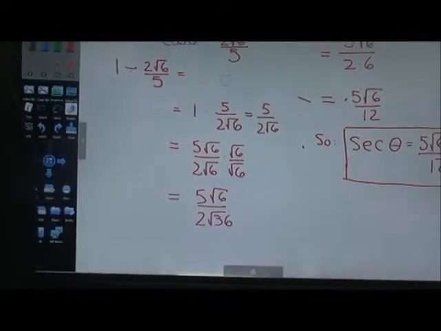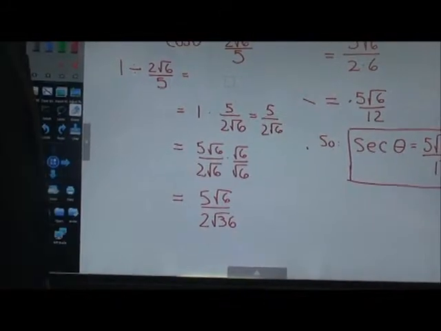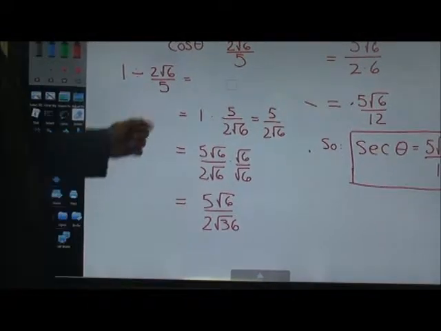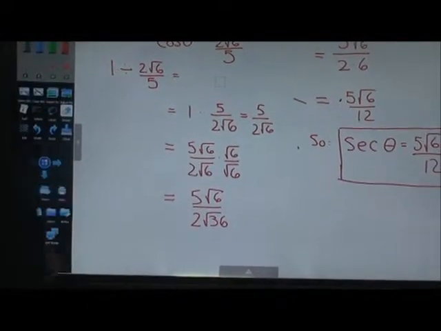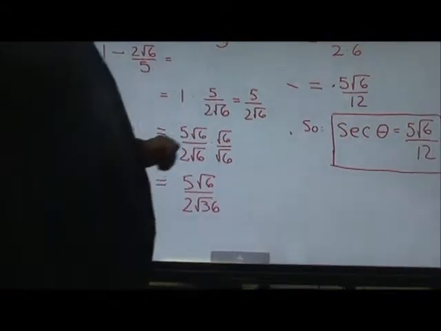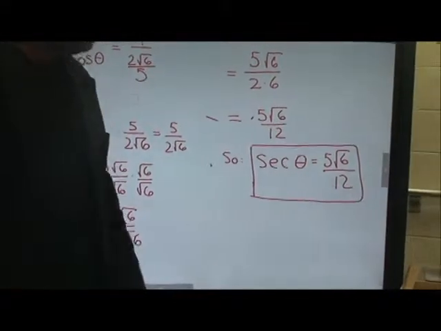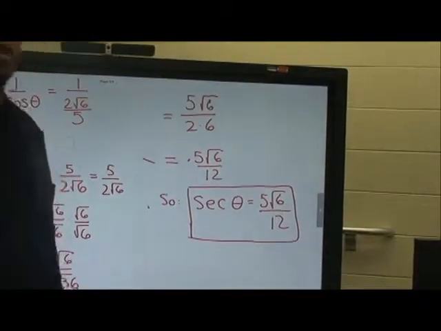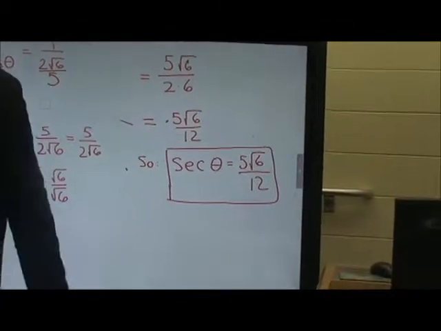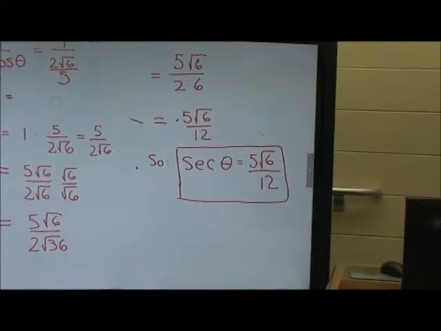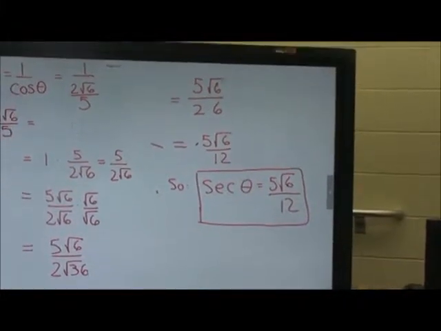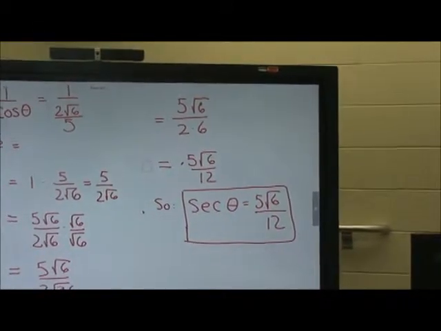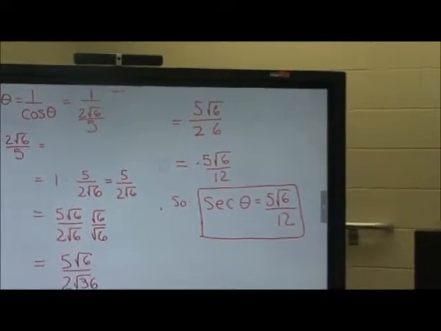Here again, we have a radical in the denominator, so we must rationalize the denominator. And when we do that, we come up with the final answer: secant theta is equal to 5 times the square root of 6 divided by 12. Now, look at this very closely, because we have one more identity to do.